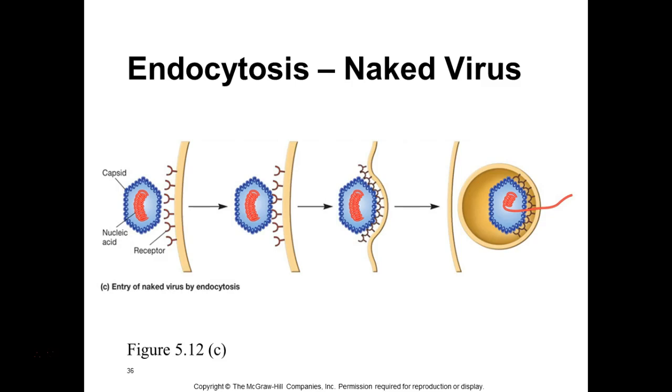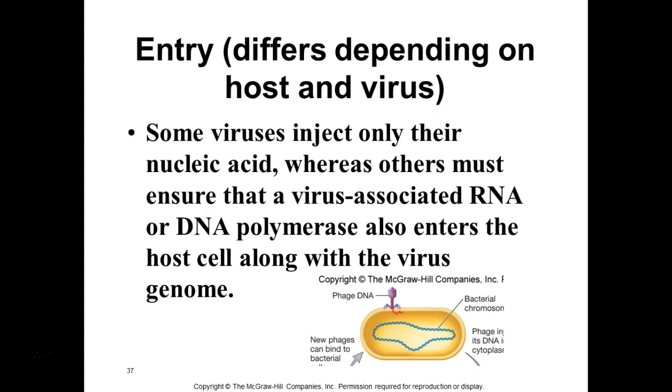If it's DNA, we're going to make messenger RNA from it. We're going to make the viral proteins for it. We're going to even copy the DNA for the new baby viruses. If it's RNA, then we're going to have those additional steps potentially, especially if it's single-stranded. So some viruses inject only their nucleic acid, where others have to ensure that a virus-encoded RNA or DNA polymerase also enters, right? Again, it just depends on what type of virus it is. Is it an RNA? Is it a DNA? Is it double-stranded? Is it single-stranded?